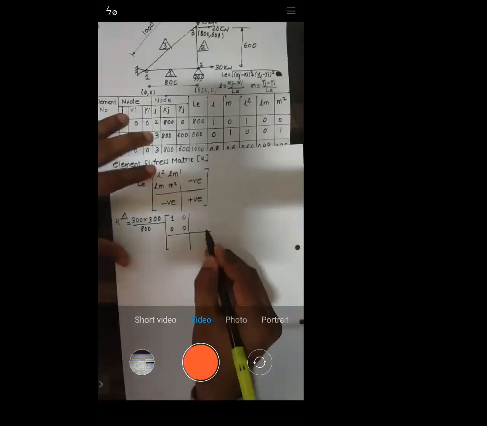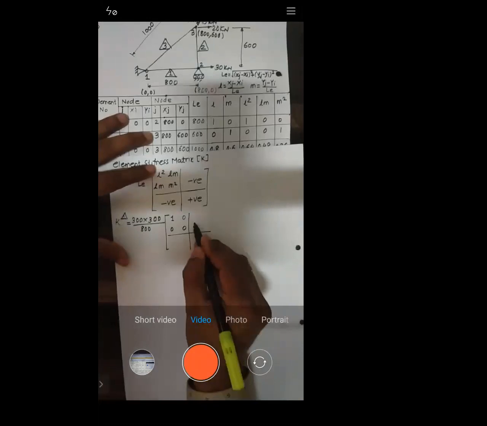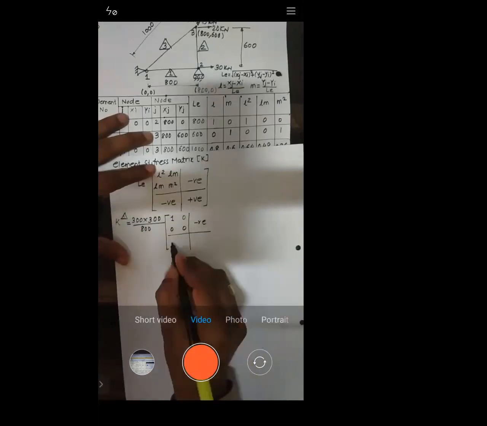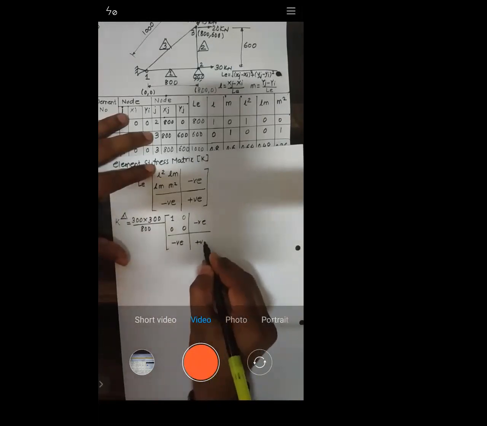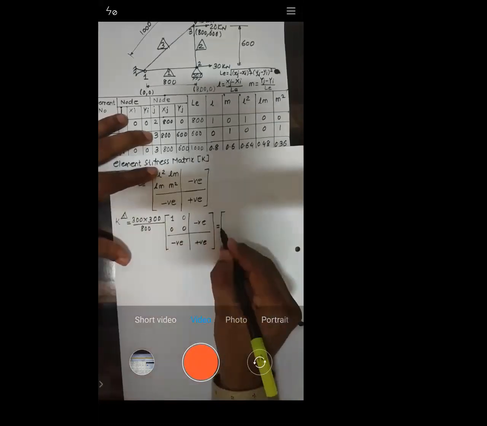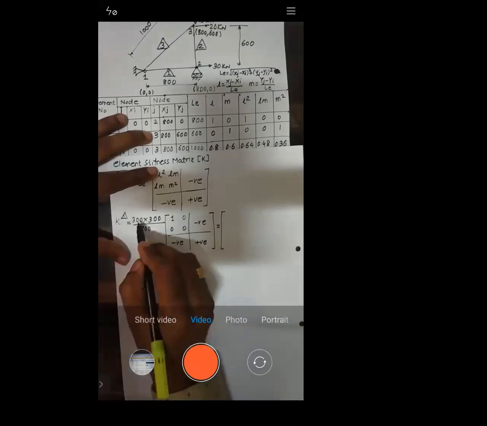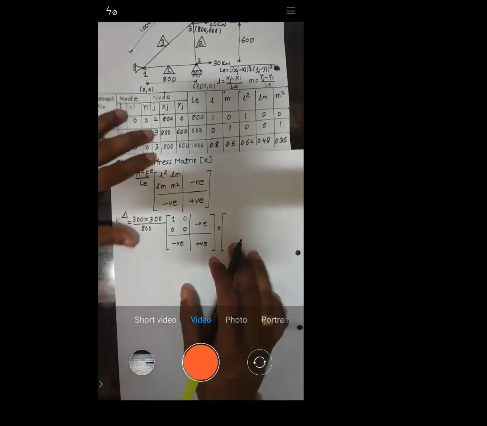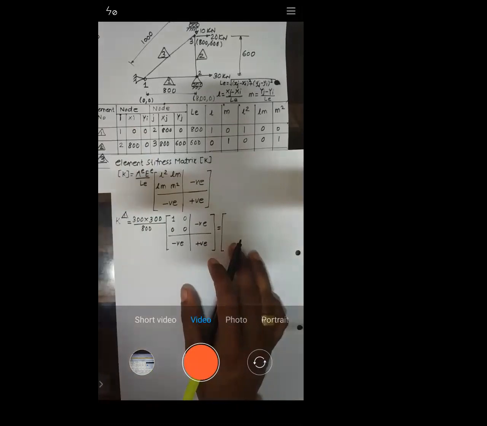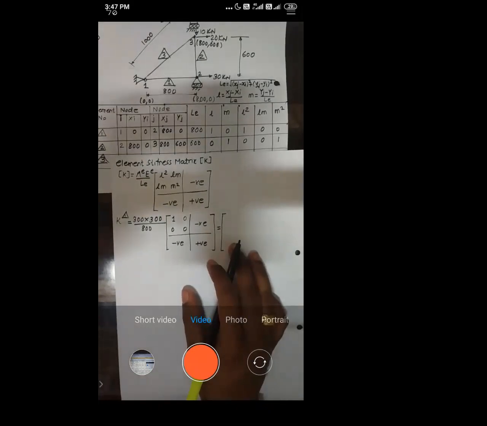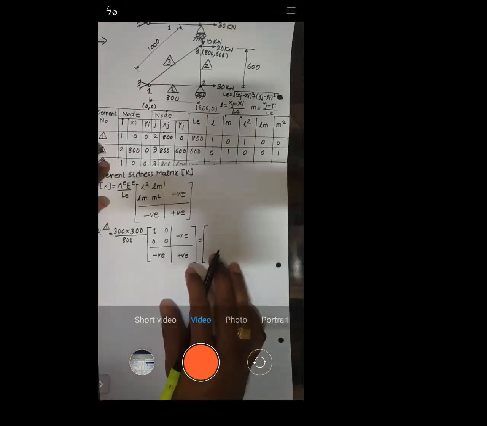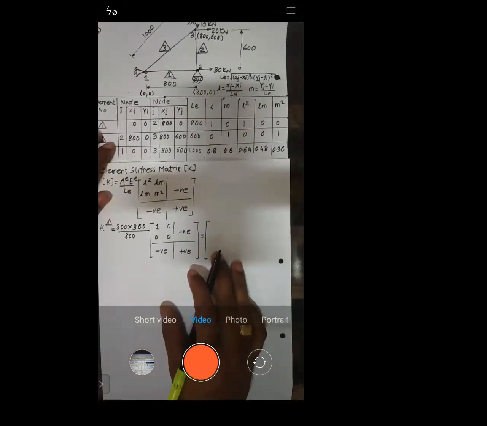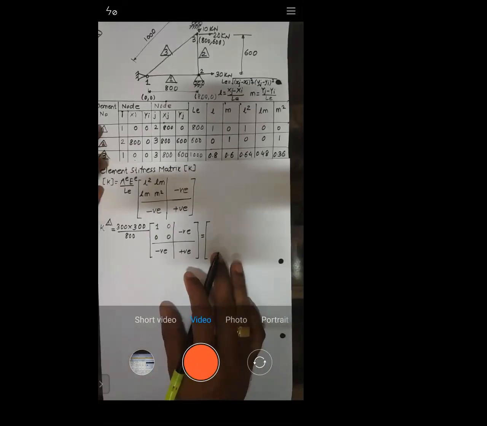On this side you have negative, on this side you have negative, on this side you have positive. Is it okay? So just come here and tell me this value: 300 into 300 by 800. Tell me that value. Do it fast. I don't think this much time is required.